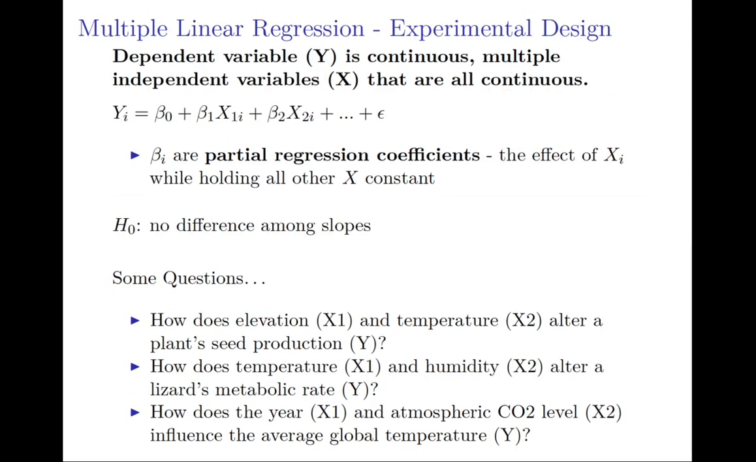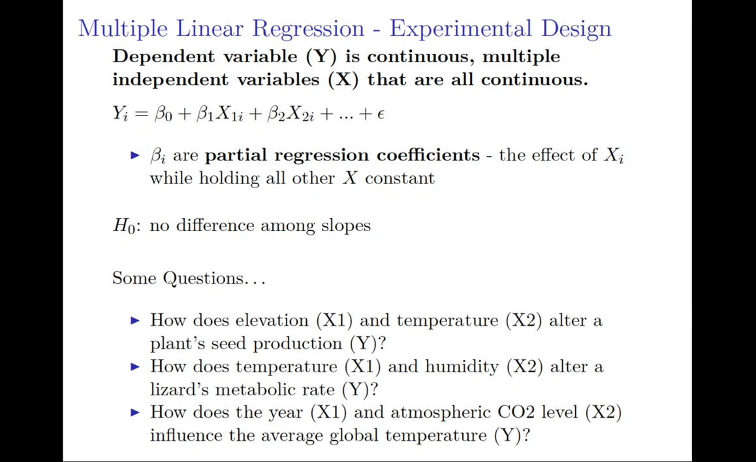Okay, so moving on to our next type of linear model, multiple linear regression. Here you have a dependent variable y that's continuous and multiple independent variables x, and they're all continuous. So here's our equation for that. And the βi's, so β1, β2, β3, etc., are the partial regression coefficients. And that's the effect of xi while holding all other x's constant. So we're going to be looking at one of our continuous variables while holding all the rest of them constant. So that's how these models work. The null hypothesis is that there are no differences among slopes.